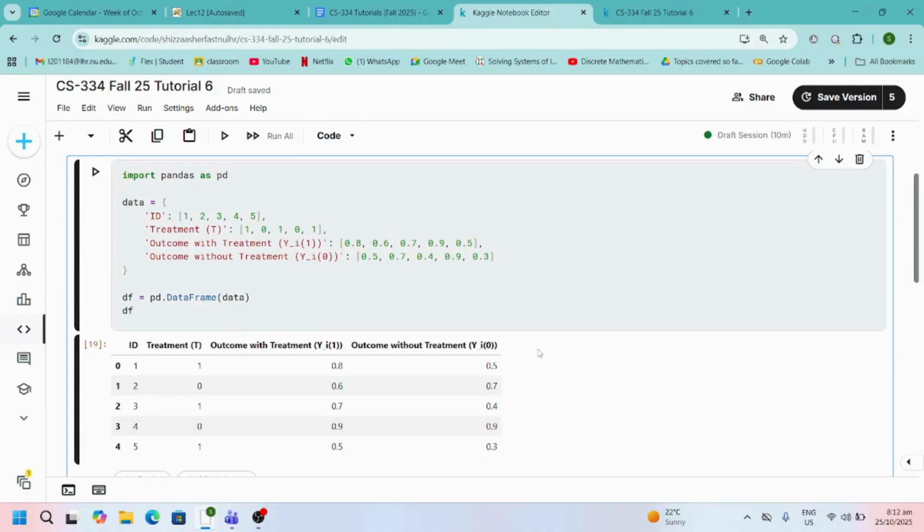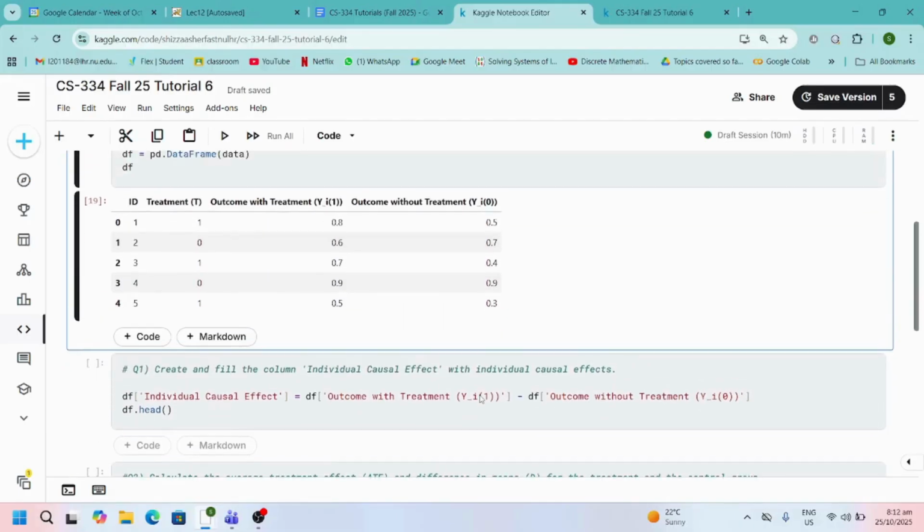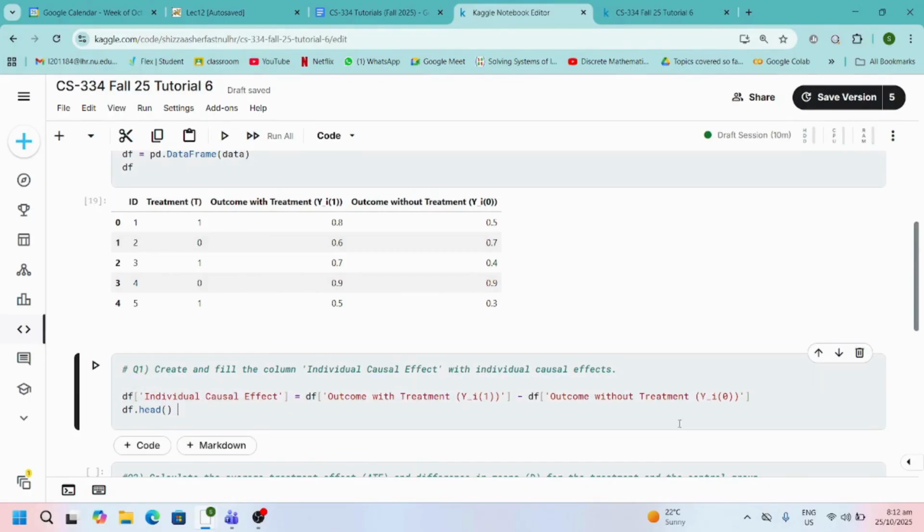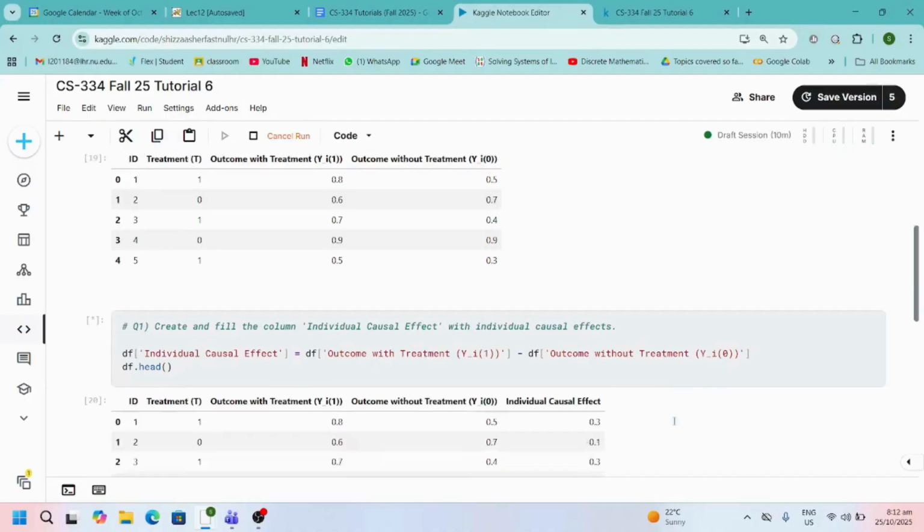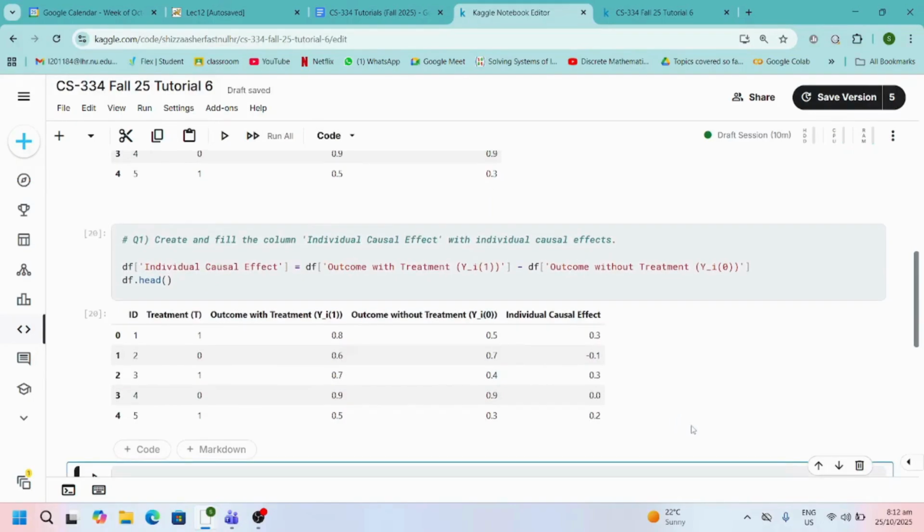In pandas, we know that this is really straightforward. You just declare a new column, you specify its name, and then you equate it to, well, whatever operation you're performing between these two. So this is what that looks like. Individual causal effect equals DF outcome with treatment minus DF outcome without treatment. After which, this is what our data frame looks like.